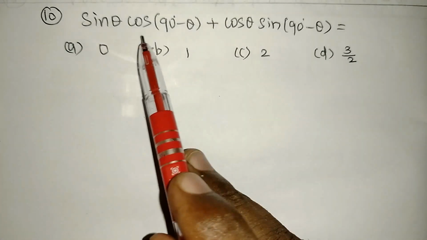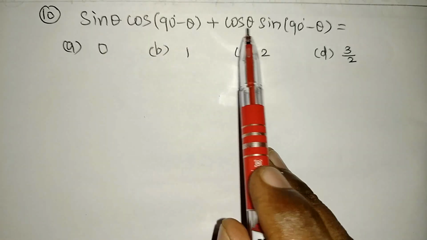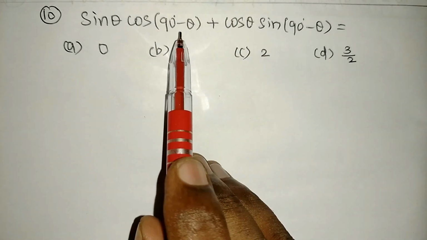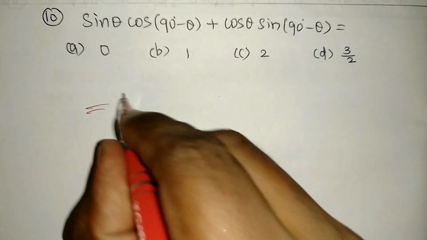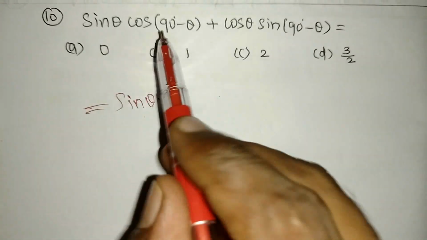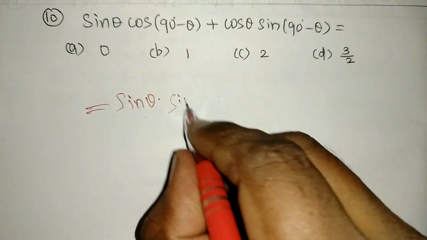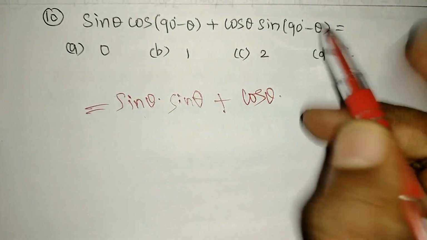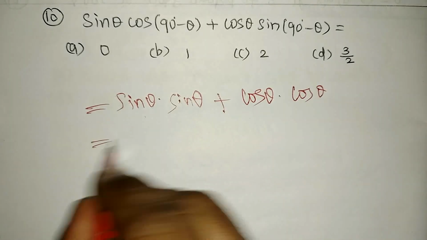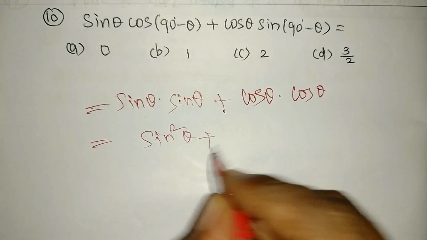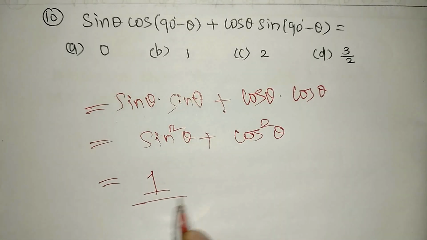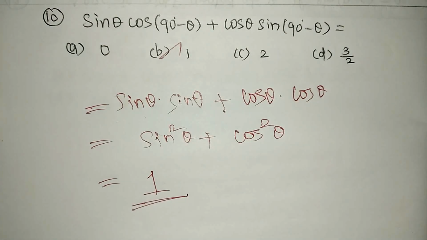Sin theta into cos of 90 minus theta plus cos theta into sin of 90 minus theta. Here they have given 90 minus theta, so we need to use complementary angles. So sin theta into cos of 90 minus theta, which we know very well is sin theta, plus cos theta into sin of 90 minus theta, which is cos theta. So what is this? Sin into sin is sin square, and likewise cos into cos is cos square. We know very well that sin square plus cos square is equal to 1. Where do we have that? Option B. That's it. We'll go for question number 11 now.